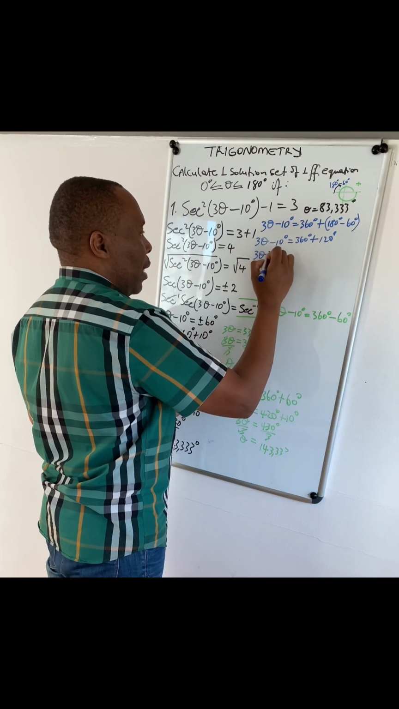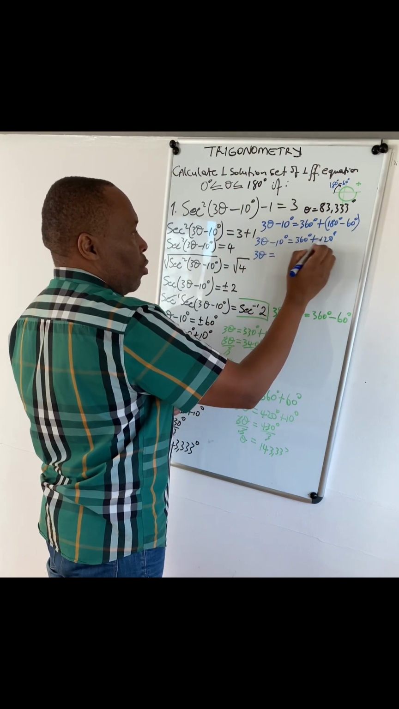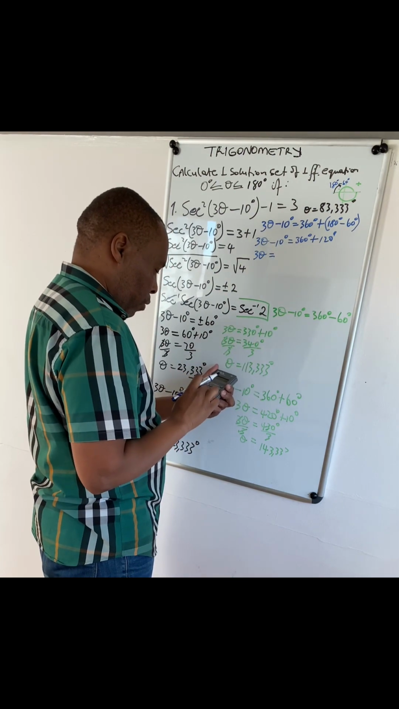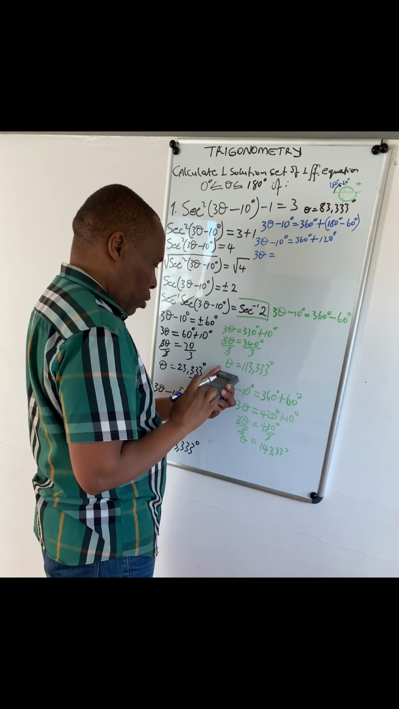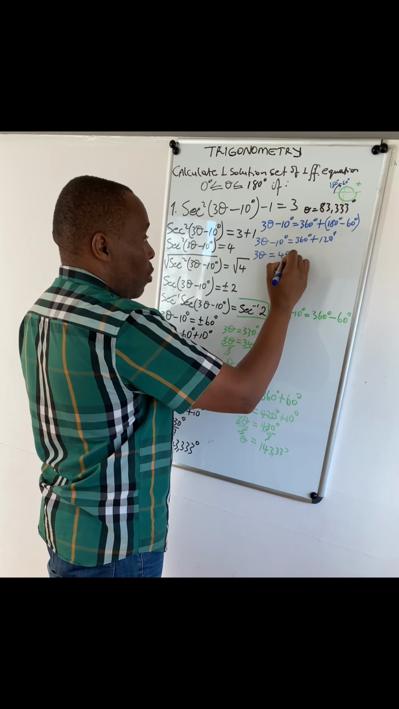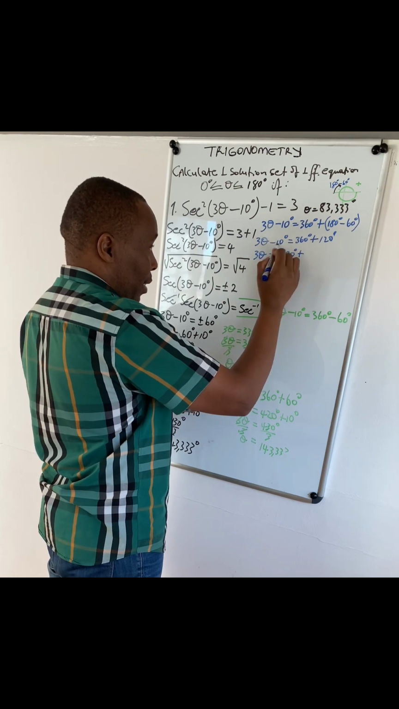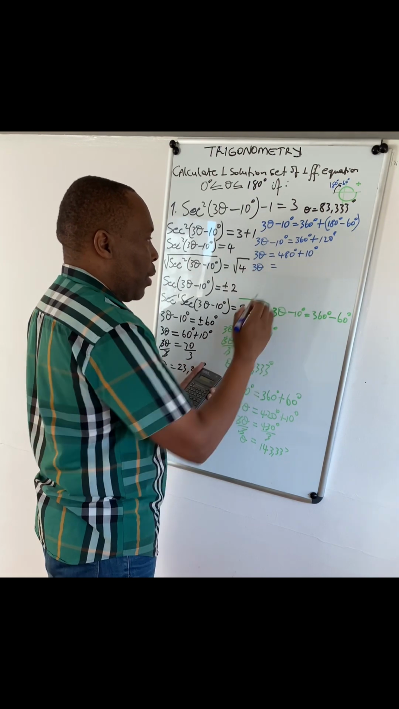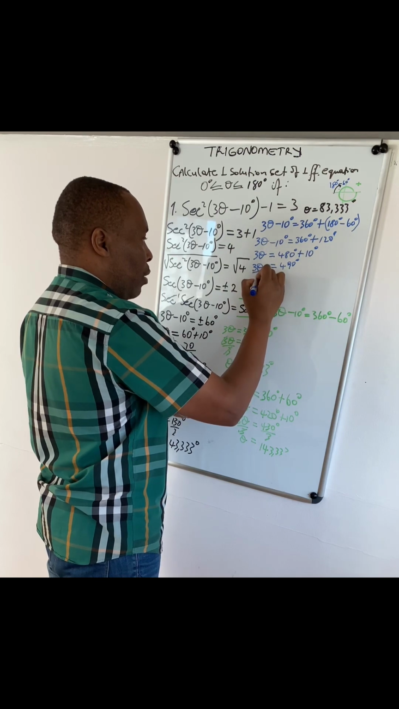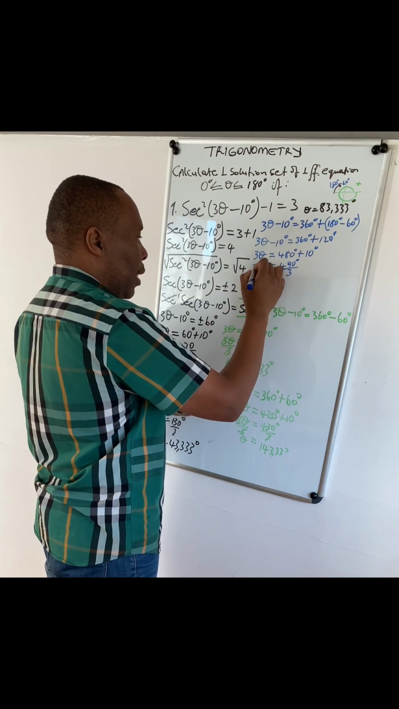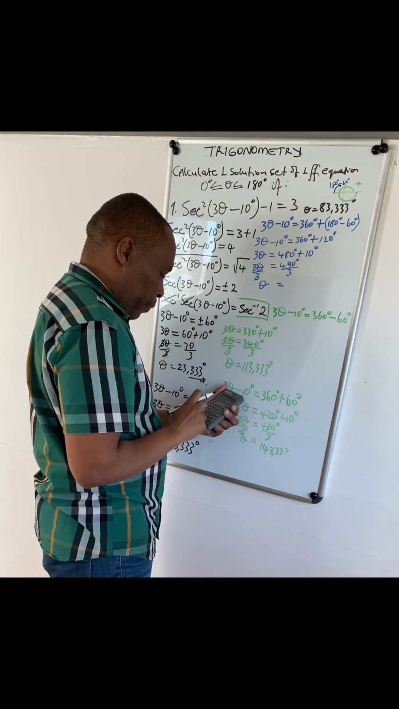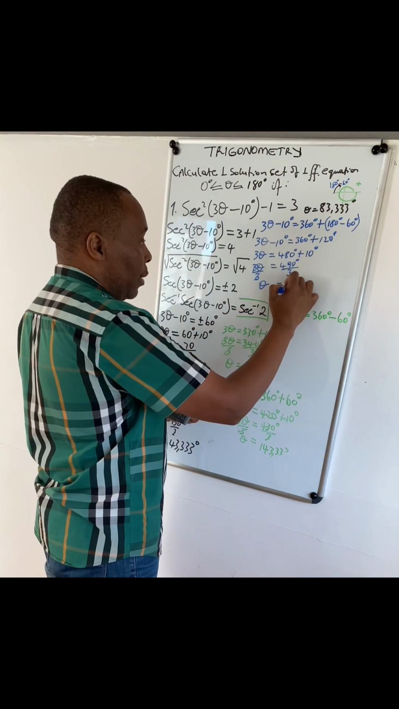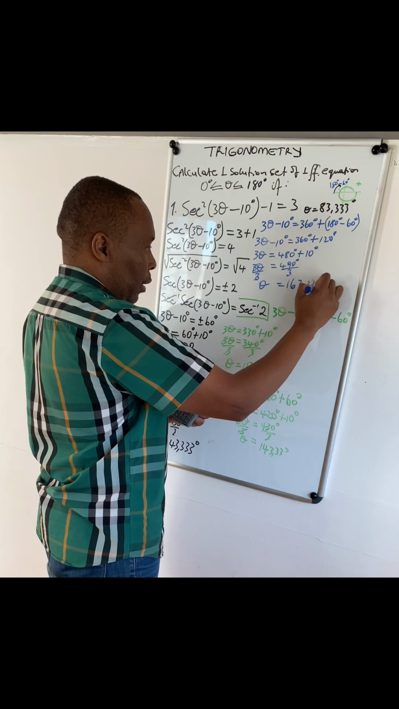So we've got 3 theta is equal to 360 plus 120, which is 480 degrees, plus this 10 degrees here. So 3 theta is equal to 480 plus 10, which is 490 degrees. We divide by 3, we divide by 3, it cancels. Therefore theta is equal to 490 divided by 3, which is 163.333 degrees.